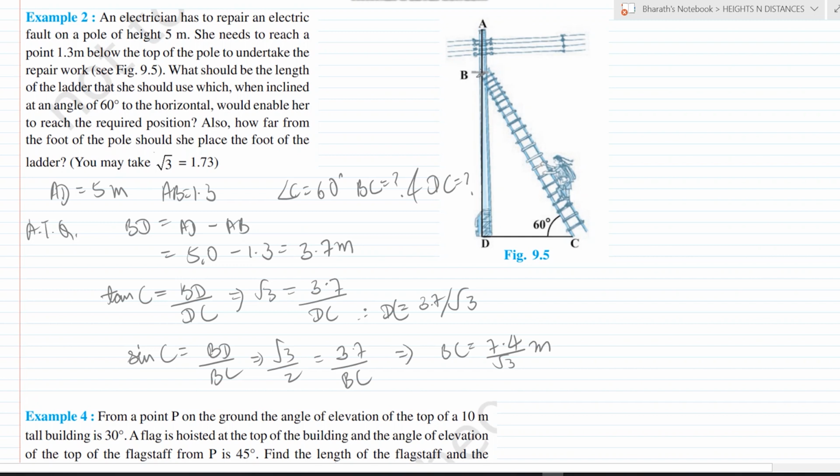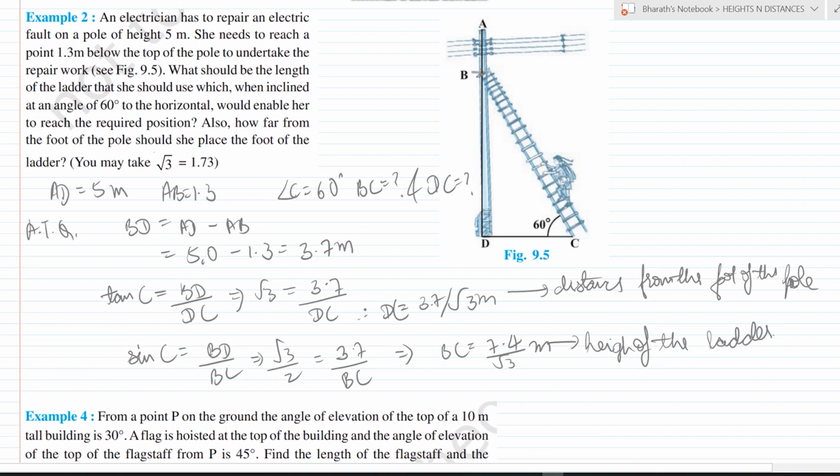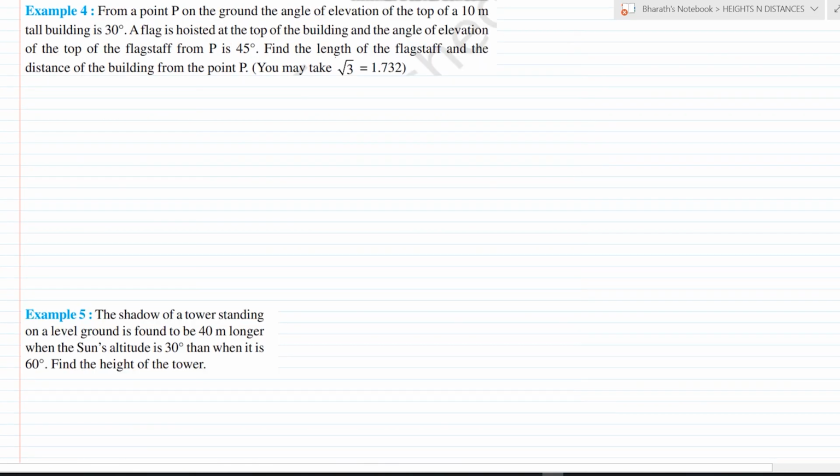Now if you want to calculate further, you can divide. Therefore, DC is the distance from the foot of the pole, and this is the height of the ladder. Fine. This is how we have to find it.